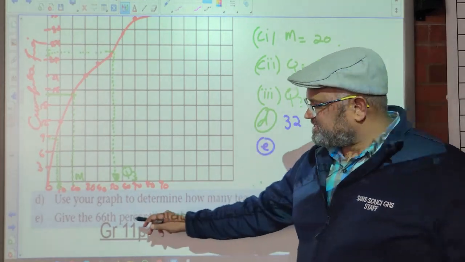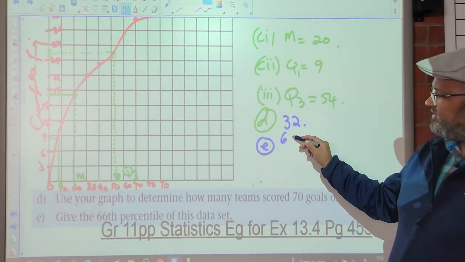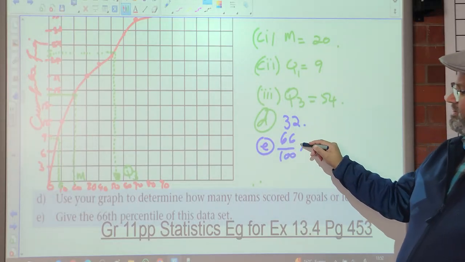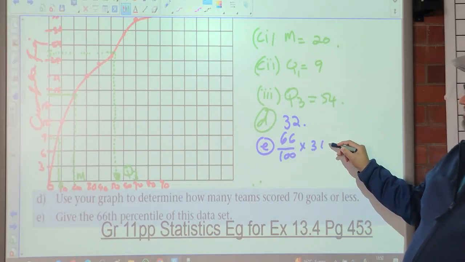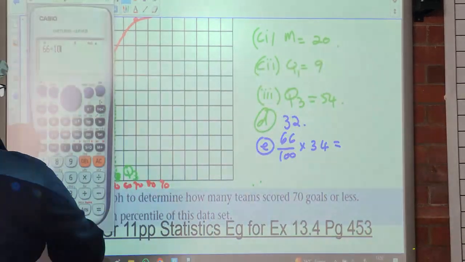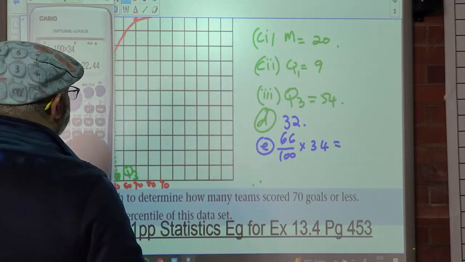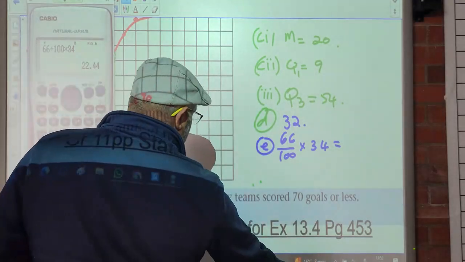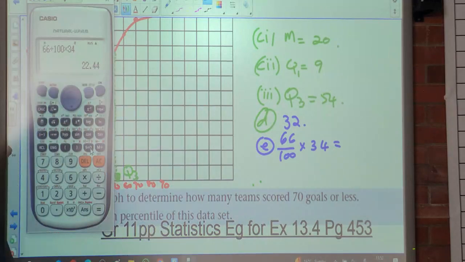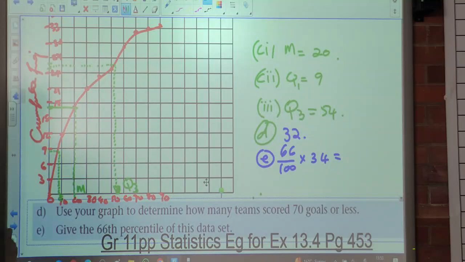And then E: give the 66th percentile of this data set. 66 over 100 multiplied by 34. 66 over 100 multiplied by 34 gives us 22.44. Was it 22.44, no? Yes, sir. So here we go.